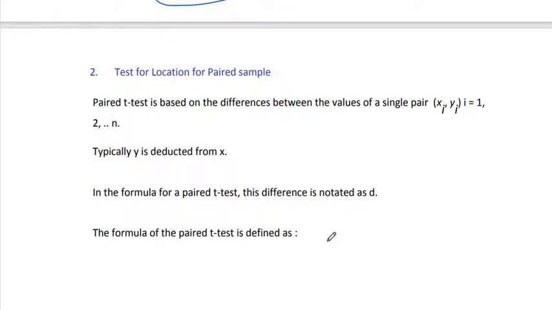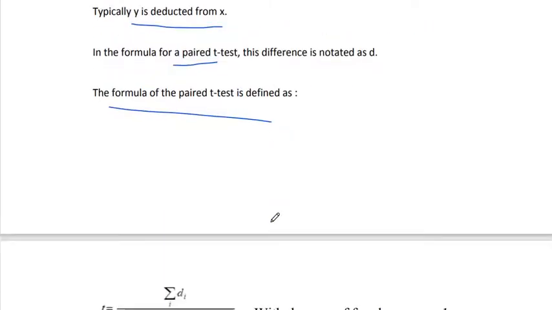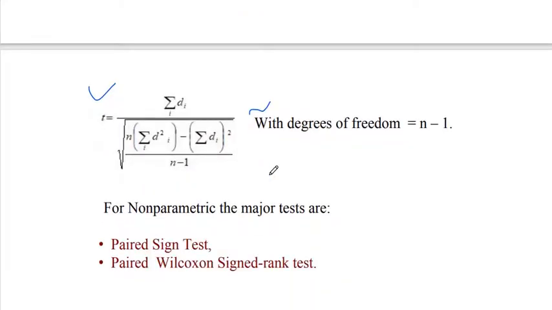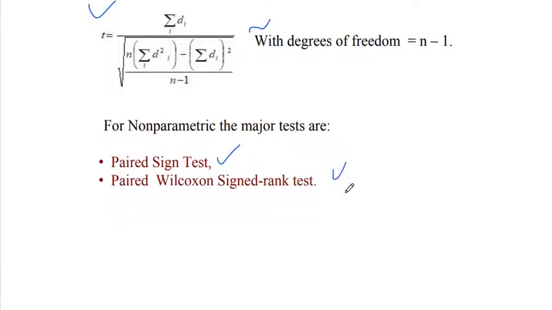For paired samples we can use the t-test for paired data in parametric inference, but in non-parametric we have another one. The paired t-test is based on the difference between the values of a single pair (xi, yi), where i lies between 1 to n. Typically y is deducted from x. This is the formula for a paired t-test, which we discussed in parametric inference. The test statistic is t equal to d-bar over s_d by root n, which follows a t distribution with n minus 1 degrees of freedom. In non-parametric methods we have the paired sign test and the paired Wilcoxon signed rank test.